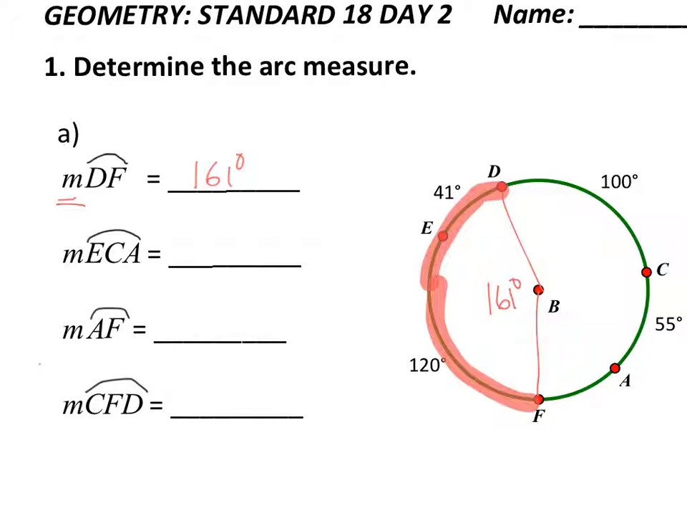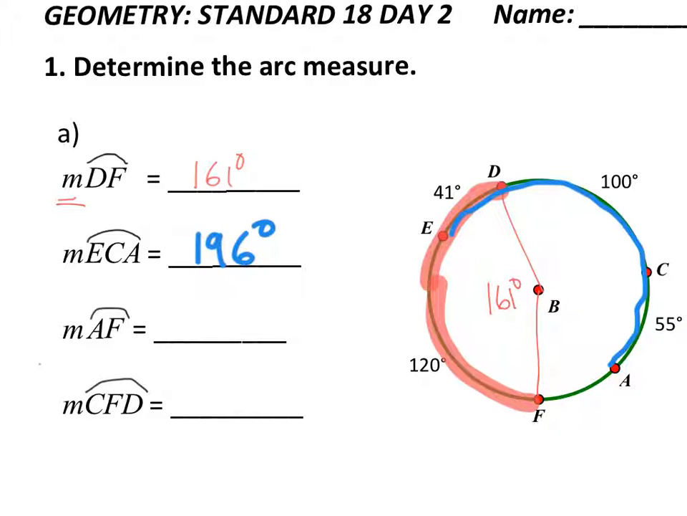Next problem, the measure from E to C to A. So E to C to A. And if we add up those lengths, we get 196 degrees.